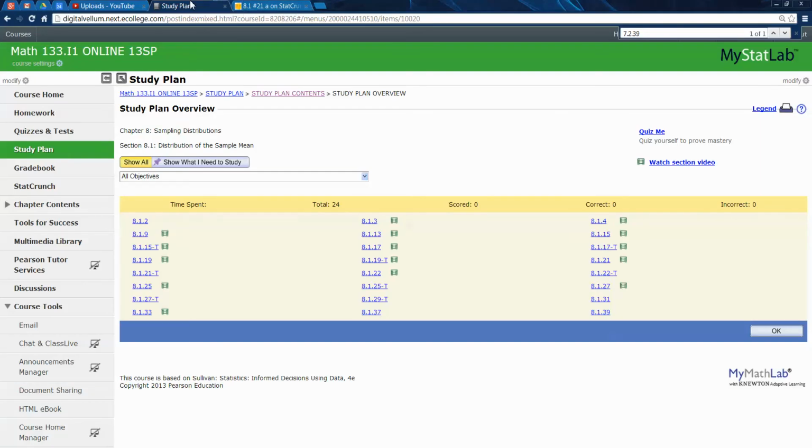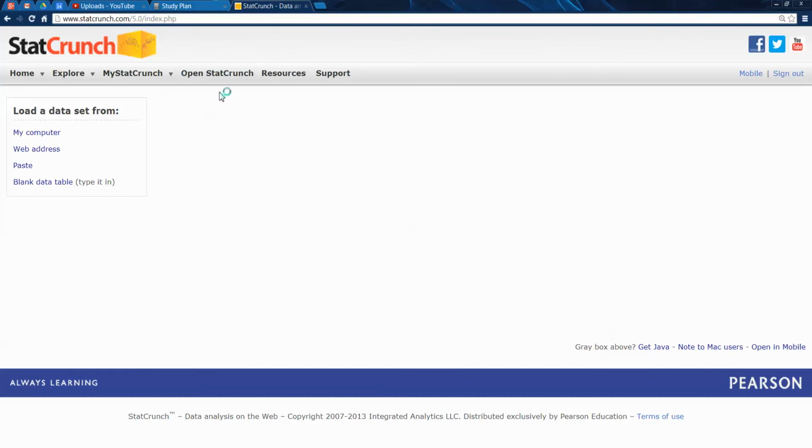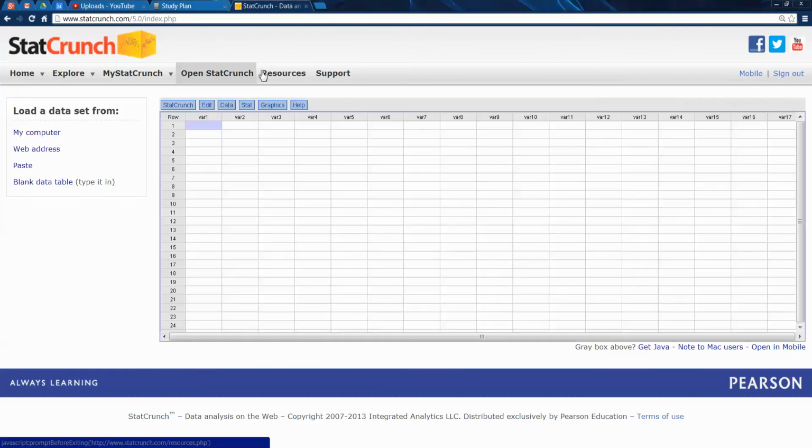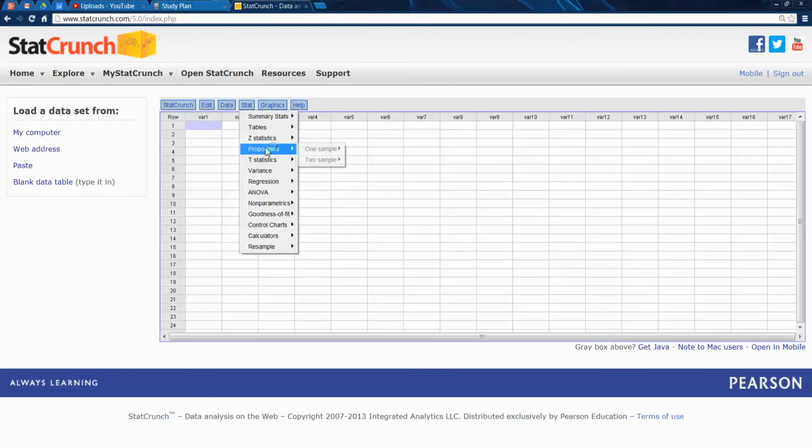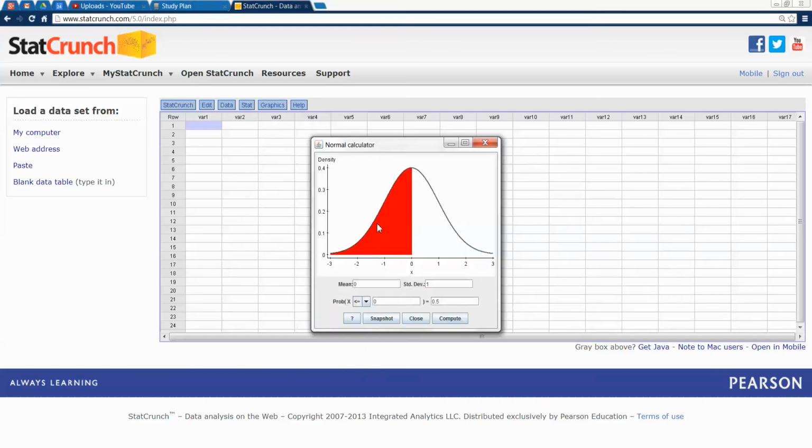I gotta remember where I have StatCrunch, sorry. Okay, so let's see, open StatCrunch, and I go to, run it. Stat, calculators. There they are, calculators. I want the normal calculator right here. I say the mean is 93. I say the standard deviation is 10. And I want to give it the x value of 98.